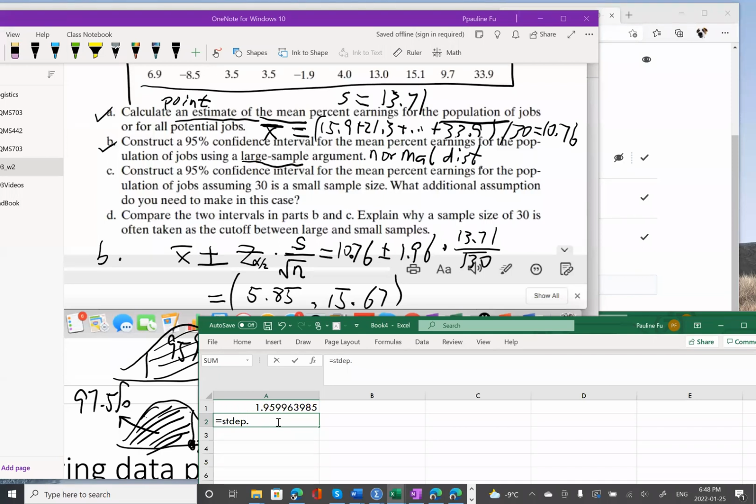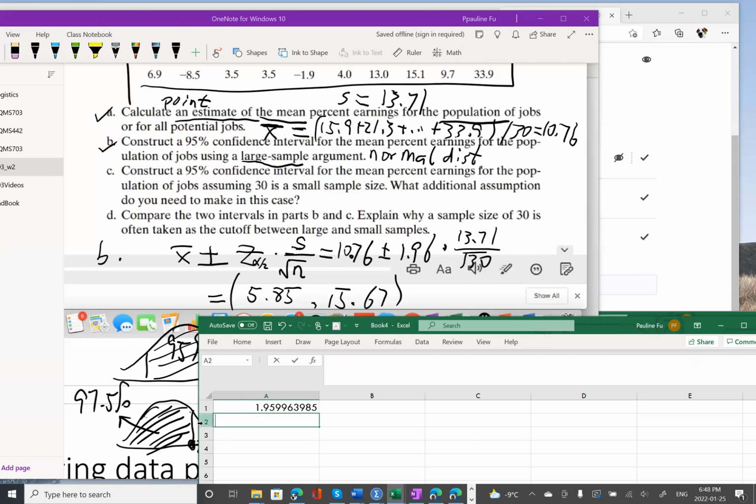Thank you. When you calculate sample standard deviation, you use .s, which means sample. When you calculate population standard deviation, you use .p. So for this example, you use .s. Yeah, stdev.s. Any formula in Excel starts with equal. Okay, thank you. You're welcome. So make sure you know how to do the standard deviation in Excel.